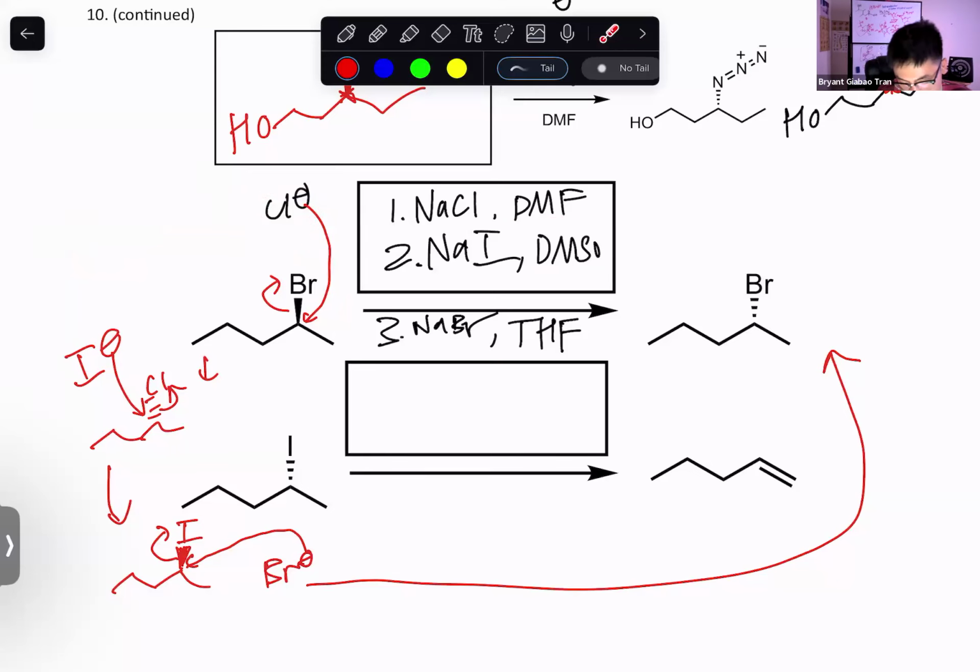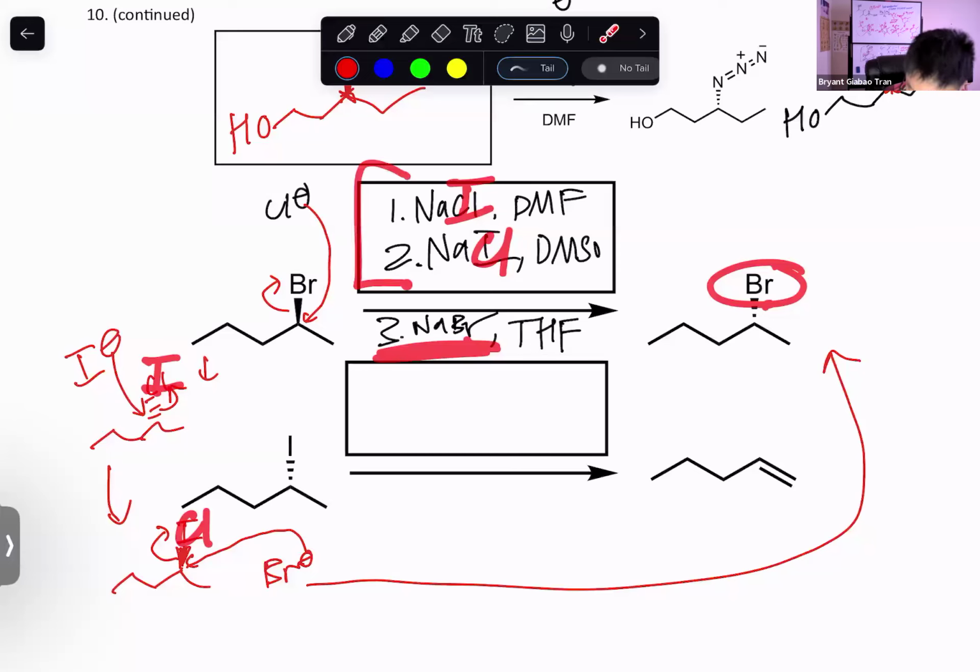Oh yeah, so I could have switched this as well. You could have said NaI first, and then this could have been I, and then the second step could have been NaCl, and then this could have been Cl, right? But the last step here has to be NaBr because of the product. The product here is bromine, so that's why the last step has to be NaBr. But these two could be interchangeable, right?